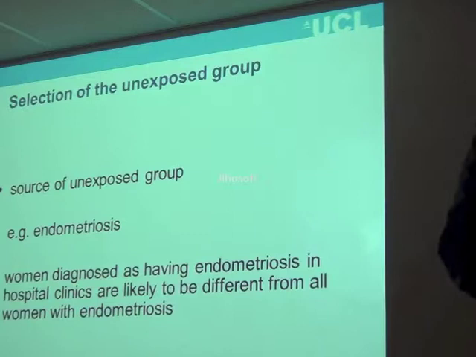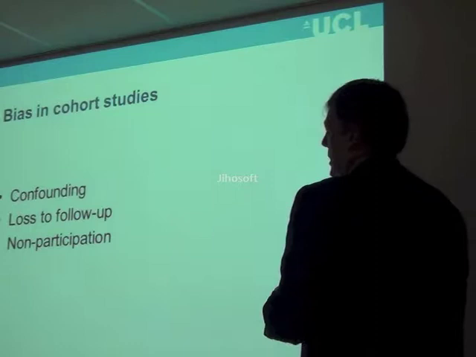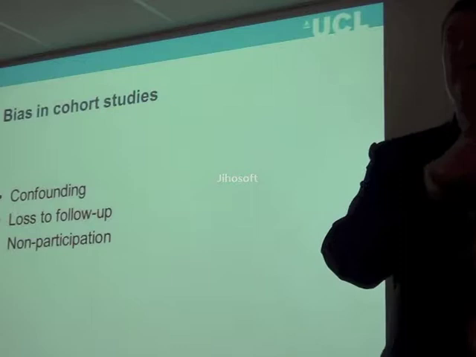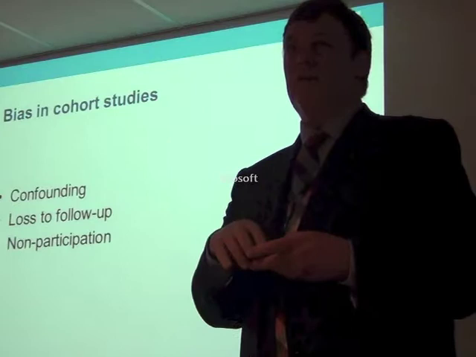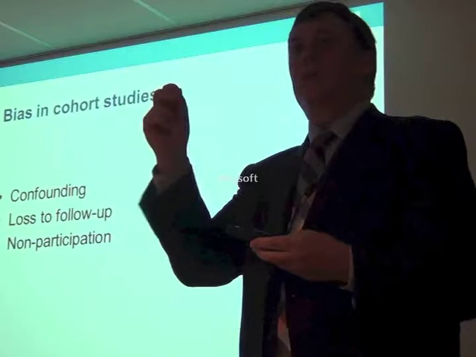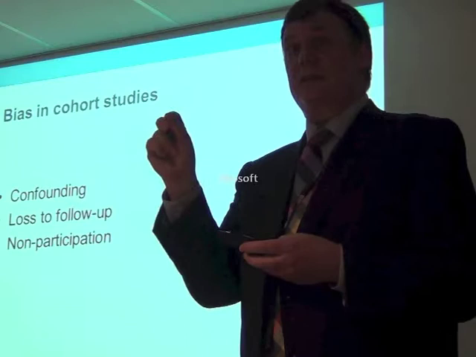So let's talk about bias in cohort studies. This is not specific to cohort studies, but I think it's quite important. So I'm going to talk about confounding. Confounding affects all observational studies. So I'll talk about what confounding is. It is a specific form of bias. The reason we get so excited by confounding is that we can do something about it. We can adjust for it in the analysis.